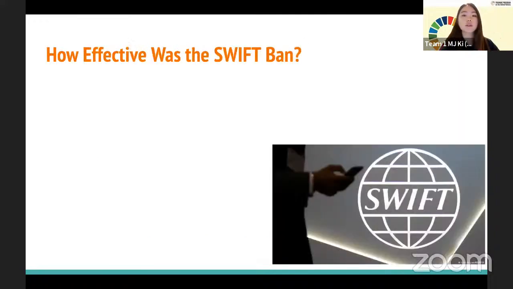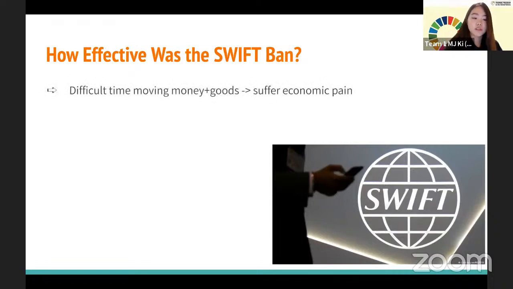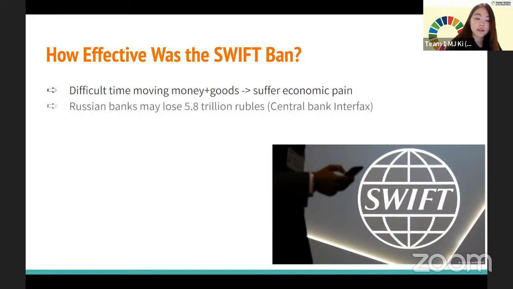So then, focusing on the SWIFT ban again. Now I'll be talking about how effective the SWIFT ban was, because among all of these sanctions, the SWIFT ban was the biggest and the most powerful. The Russian economy and society are being hit by so many different sanctions and by the war itself, it's difficult to disentangle their effects.